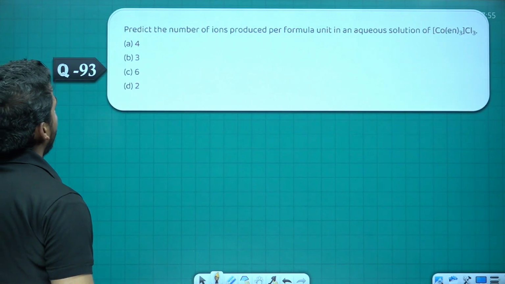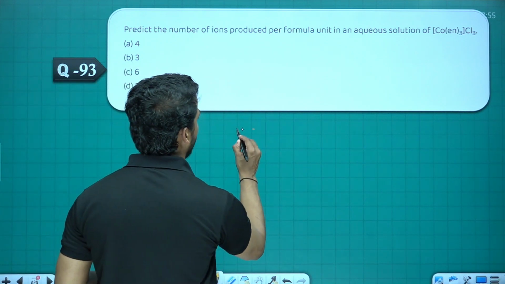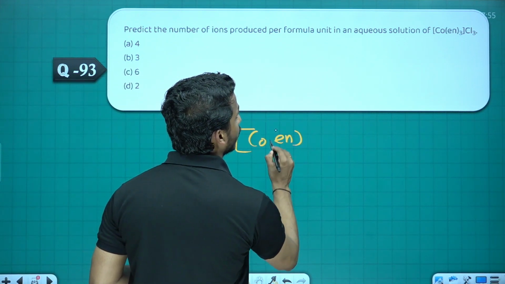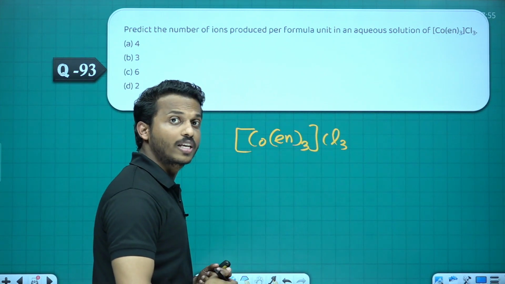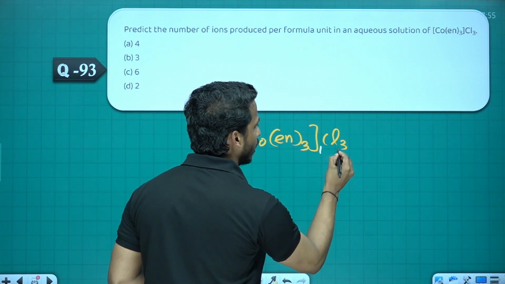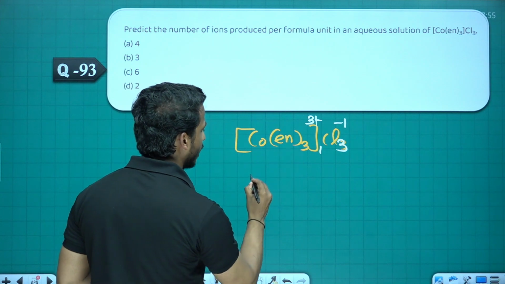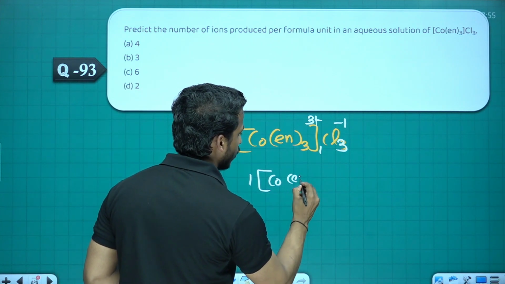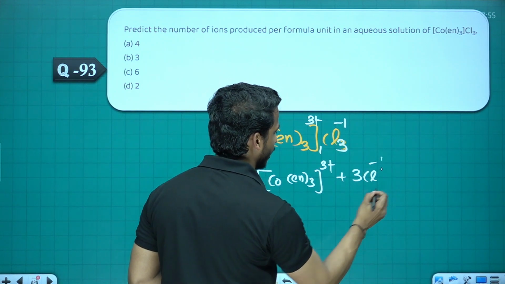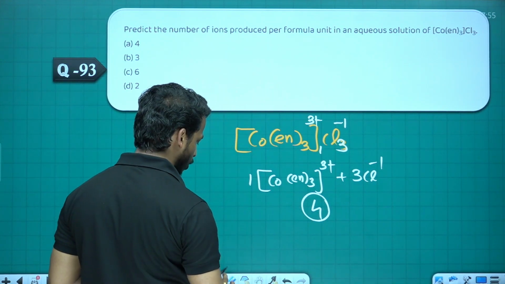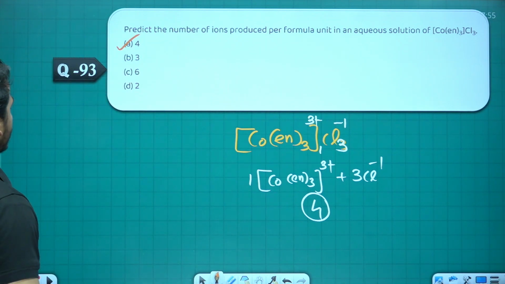Yes, fine. Now, predict the number of ions produced per formula for the complex [Co(en)3]Cl3. This complex, how many ions can it produce? Let me write this complex 1 time, this is 3 times. This 3 comes from here, this 1 comes from here. So we will get 1 complex [Co(en)3], overall charge 3 plus, and 3 chlorine with a charge minus 1. 1 plus 3, in total it's giving you how many ions? 4 ions can be produced. So total number of ions is 4.